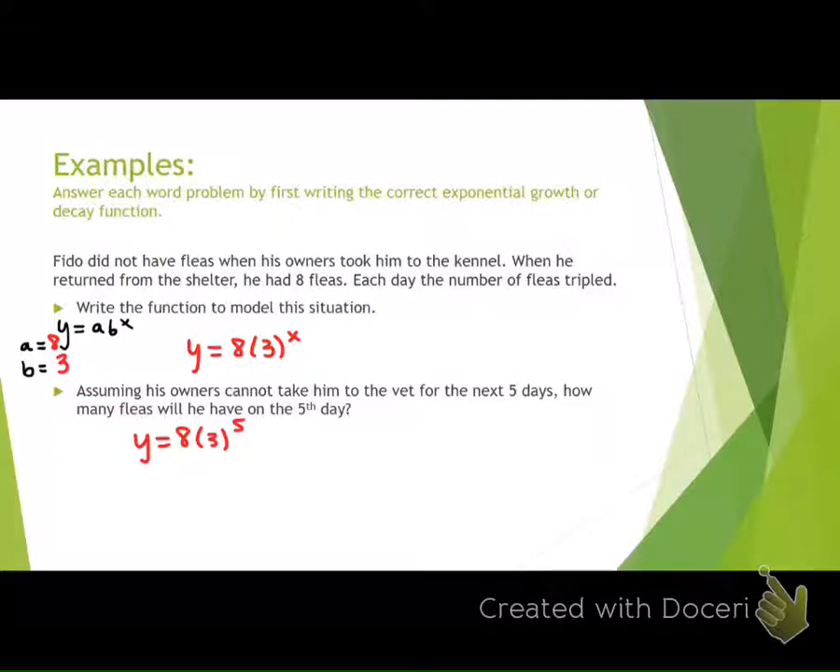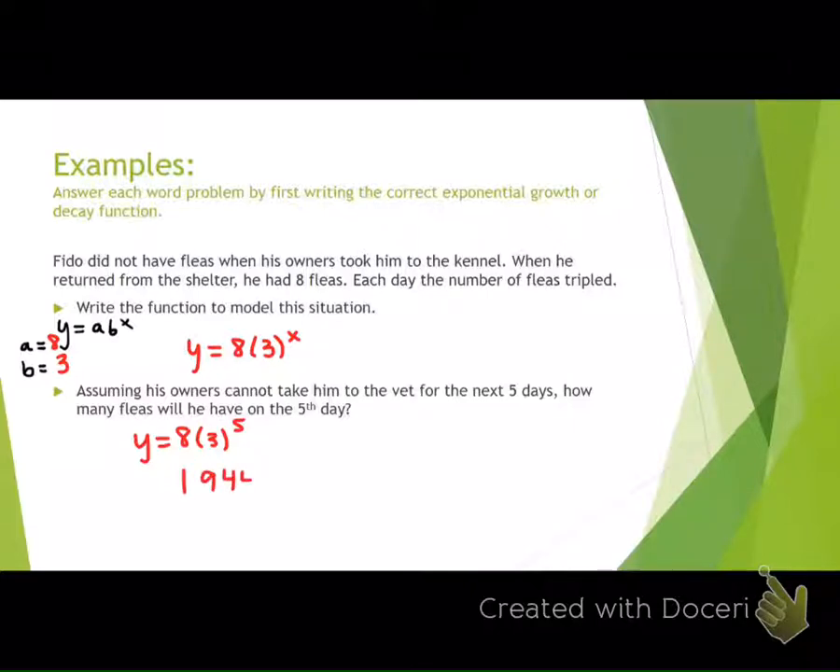Connor, why is your hand up? I'm gonna ask if I did this right. What did you get? 1,944. Is that what everybody else got?